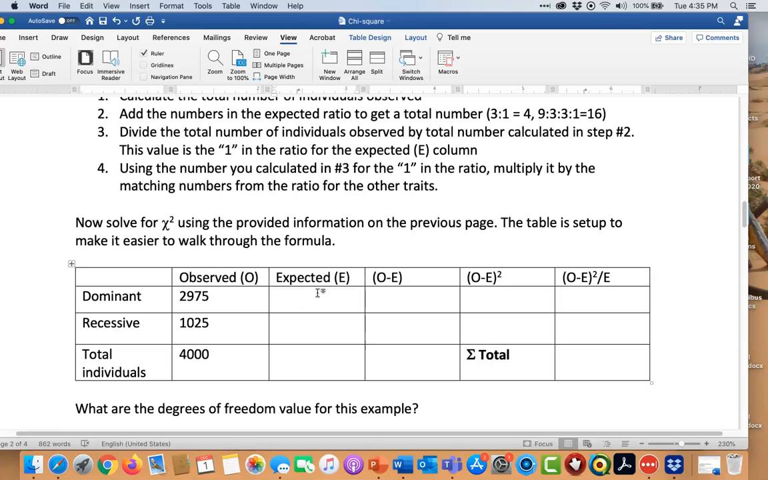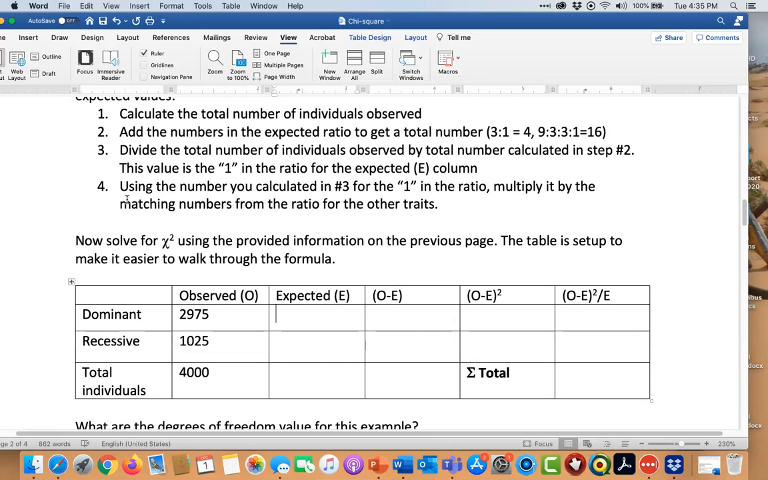Now to calculate this column, what we're going to do first is, so we've calculated our total number of individuals observed. We're going to add the numbers of the expected ratio to get the total number. And so I've given you examples here. So the ratio we're using here is 3 to 1. So the total number is 4. There are other ones, like a dihybrid ratio for a cross like this would be 9, 3, 3, 1. So the total number would be 16. So we're going to use this one. So the total number would be 4.